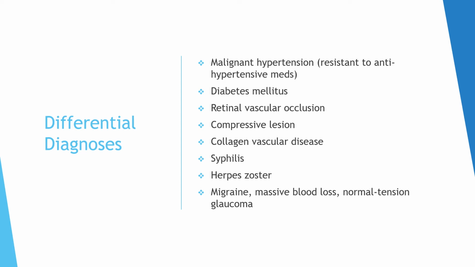It can be malignant hypertension, which is resistant to a lot of hypotensive meds. There could be diabetes mellitus, retinal vascular occlusion, the BRAO, a compressive lesion from the back of the eye. There can be collagen vascular disease, always syphilis, as well as herpes zoster. Systemically, there can be migraine or massive blood loss that can cause these symptoms, and also normal tension glaucoma can present with decreased vision or constricted visual fields in the late stage.